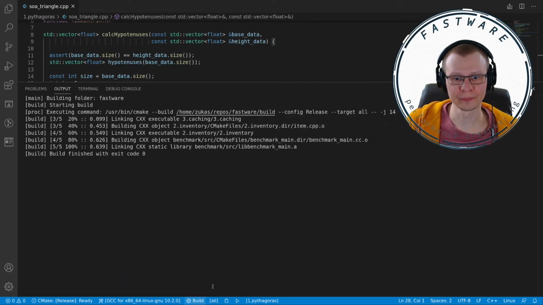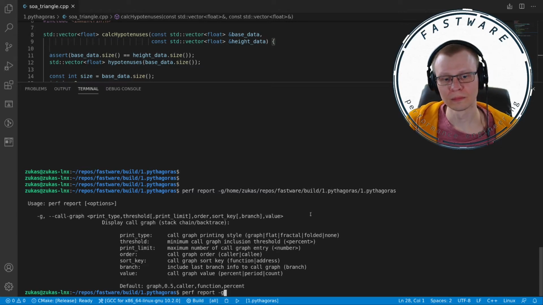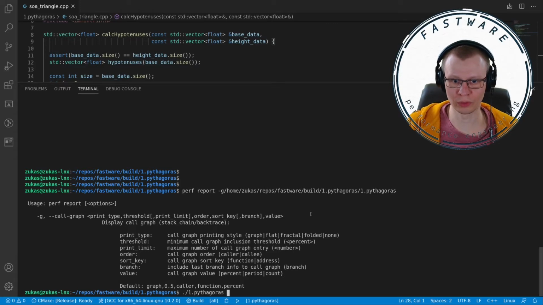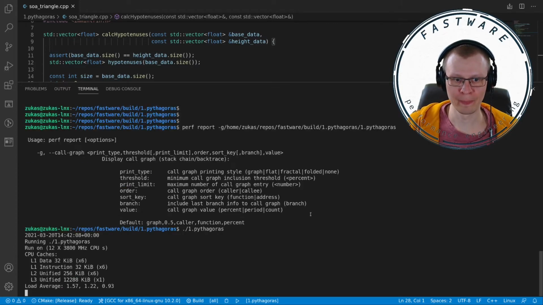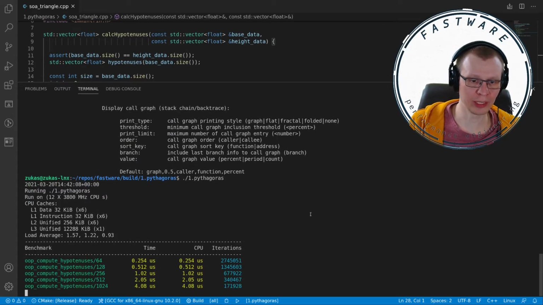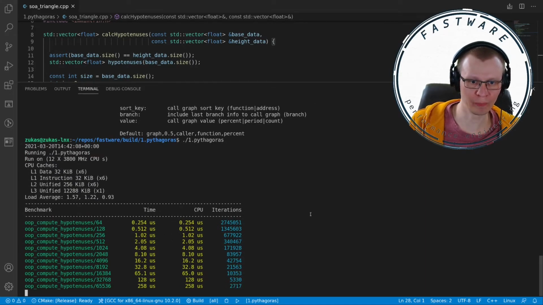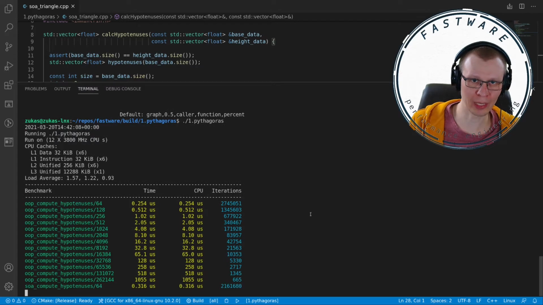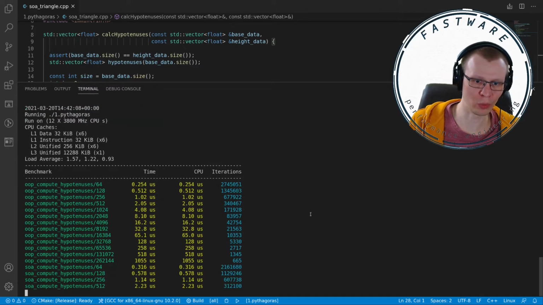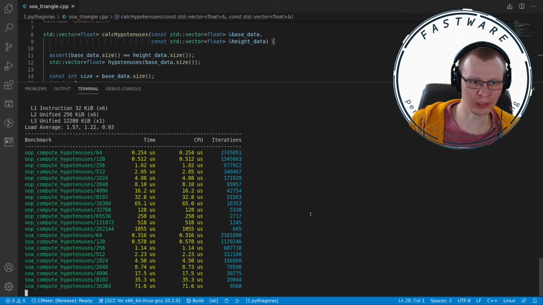Let's build and let's run. So here we're running, again, calculate hypotenuse for the same problem, but at different scales. So from 64 hypotenuse calculations to well over 250,000, in the object-oriented model and an SOA form.